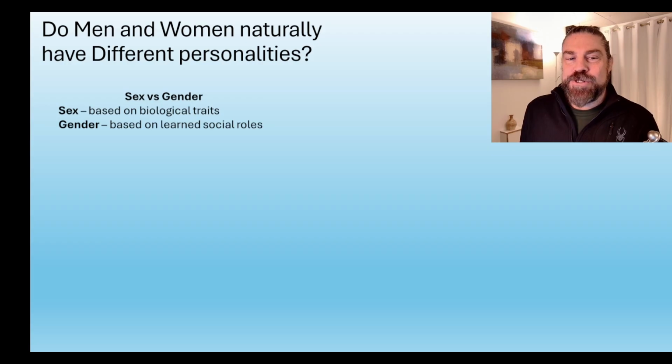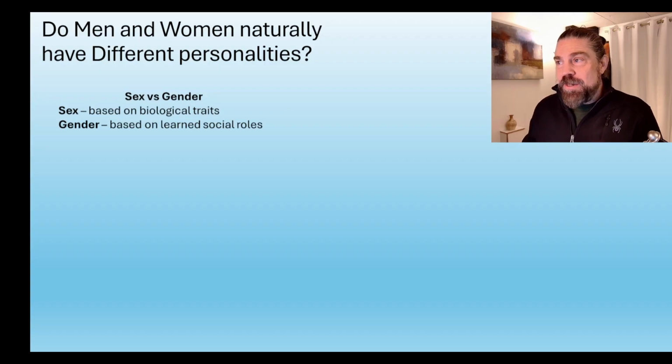Sex is biological. Gender is based on learned social roles. That's institutions, right? Our learned social roles, our cultures, that falls under the category economically of institutions. Okay, so gender is based on institutions like culture, especially, and different institutions, the law and whatnot. Sex is based on biology.